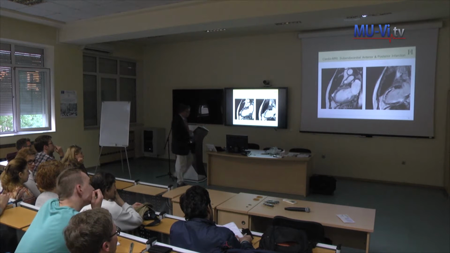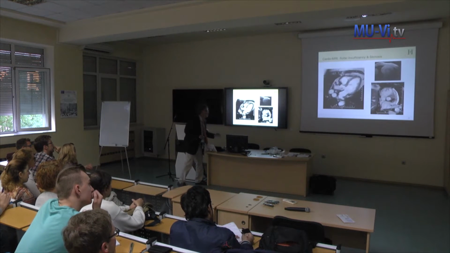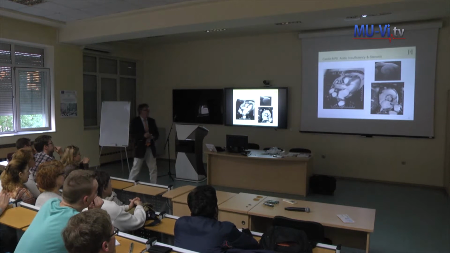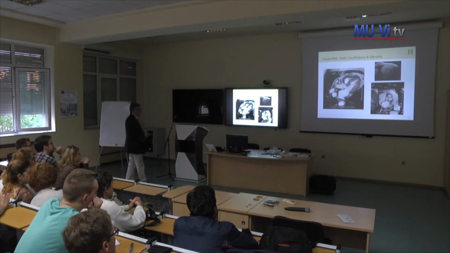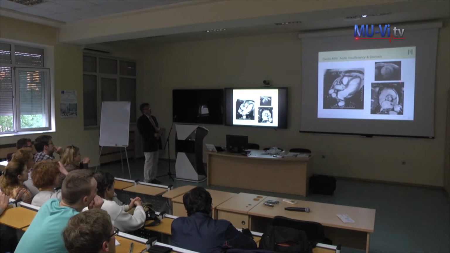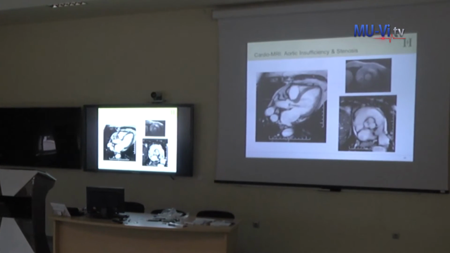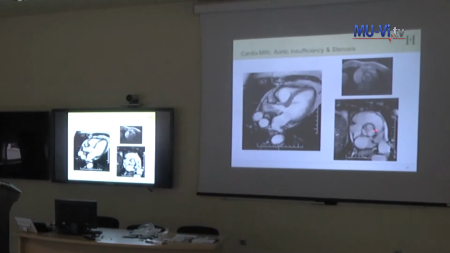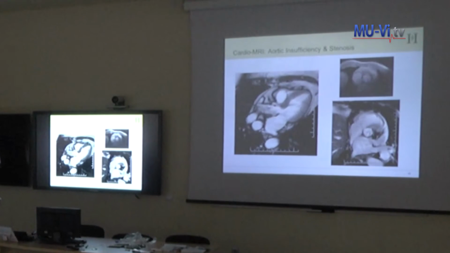It's a severe disease. This is an aortic insufficiency. You see it in the 3-chamber view. See the jet of reflux here. And this is a stenosis. In the short axis, you see the Mercedes star here, but the valve doesn't open correctly.